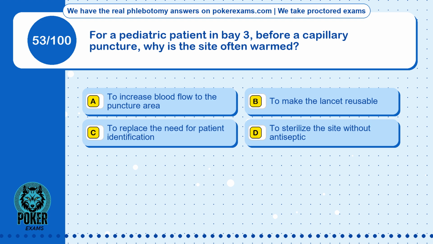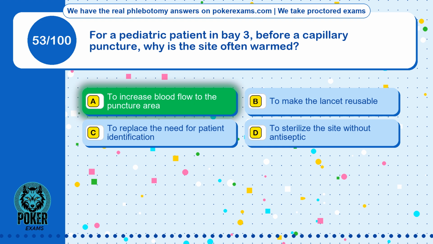Question 53. For a pediatric patient in Bay 3, before a capillary puncture, why is the site often warmed? Option A. To increase blood flow to the puncture area. Option B. To make the lancet reusable. Option C. To replace the need for patient identification. Option D. To sterilize the site without antiseptic.